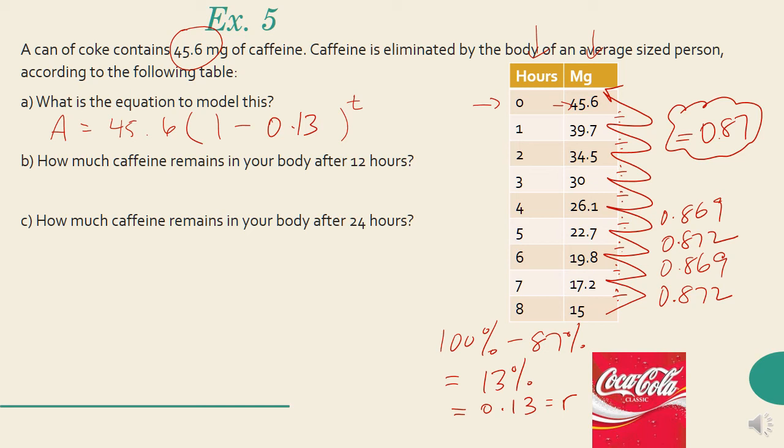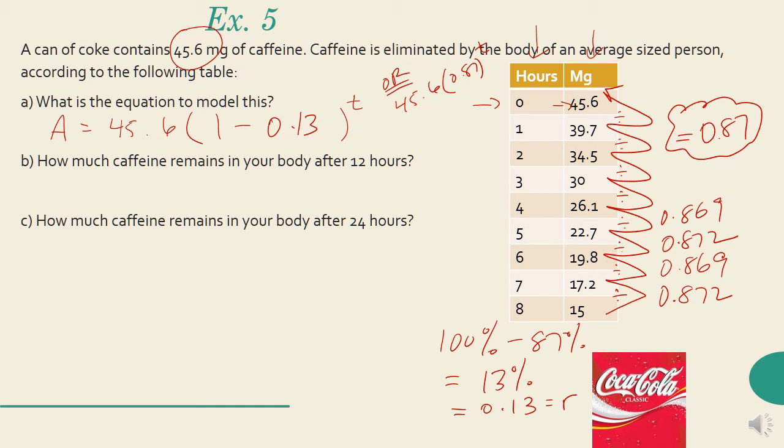Alternatively, you could have realized that once you calculate the 0.87, that is your base. We could have gone right to that, because 1 minus 0.13 is 0.87. Doesn't really matter. Either one.